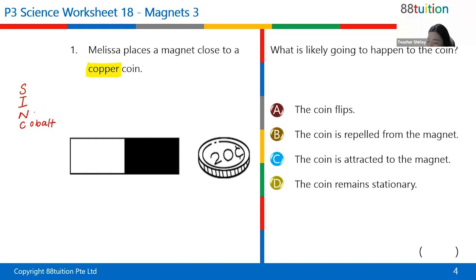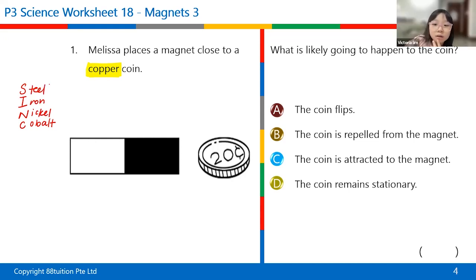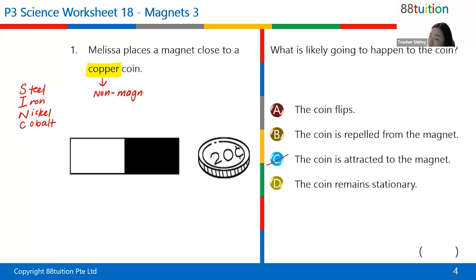This C stands for cobalt. Let's see if the answer is C. You say that the coin is attracted to the magnet, but this is a copper coin. Oh my God, it's non-magnetic. That's why I say sometimes it can get a little bit confusing. So you just need to be very sure.